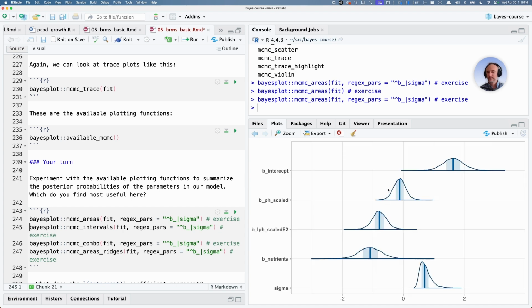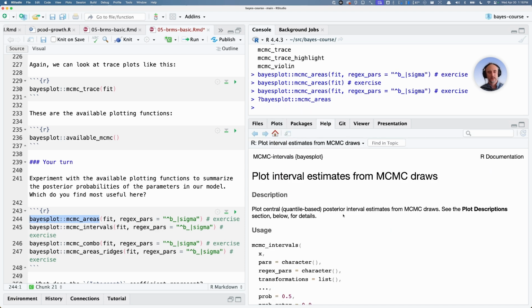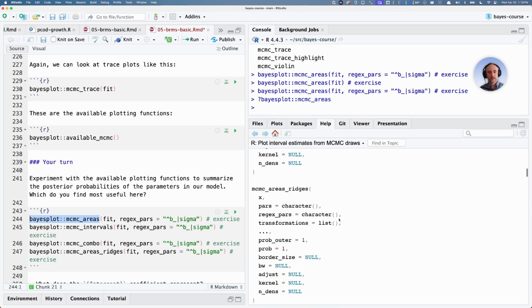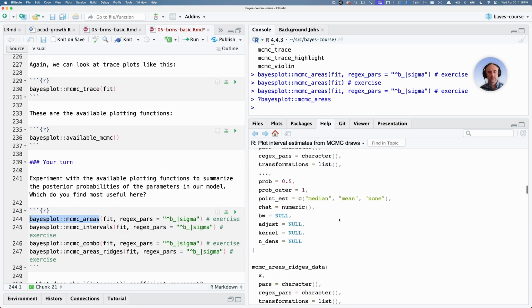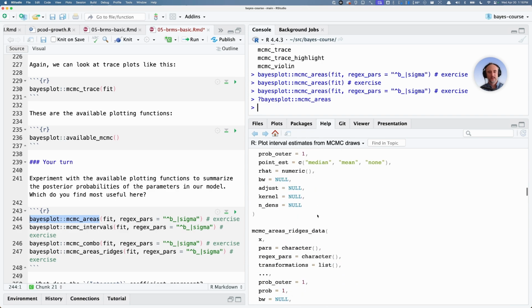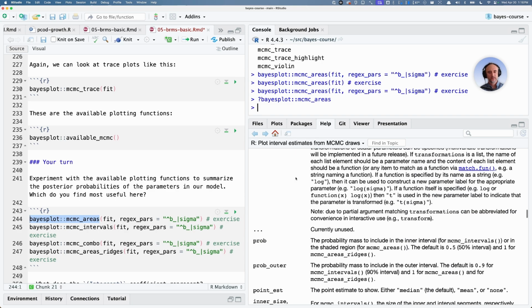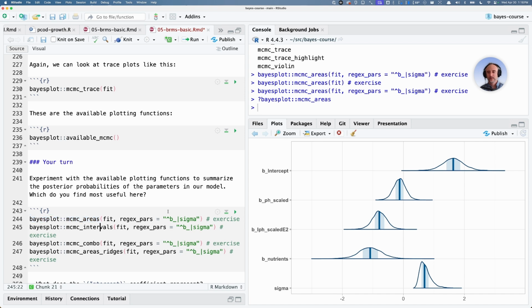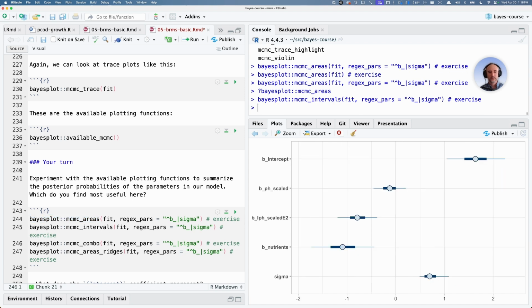And I get, this is the areas plot. So I've got a density plot plus some interval. And if we look at the help, it should describe, I think it's 0.5 and 0.9 intervals. That's what I was looking for there, that are shaded. We can also do that with dot and line plots.